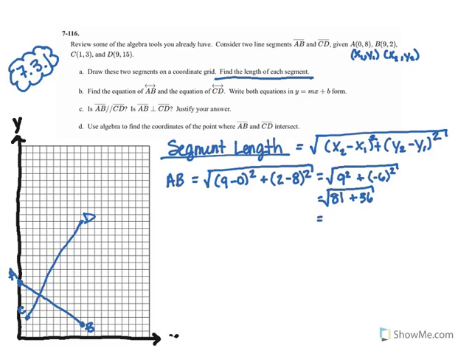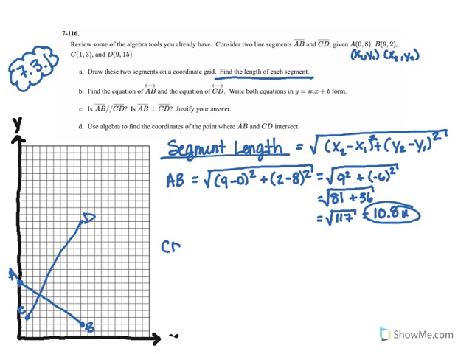Okay, if we add those together now, we're going to have the square root of 117, and you can go ahead and put this in your calculator, and you're going to get 10.8. And this is just units because we don't have a unit of measurement here. So that's our first answer.